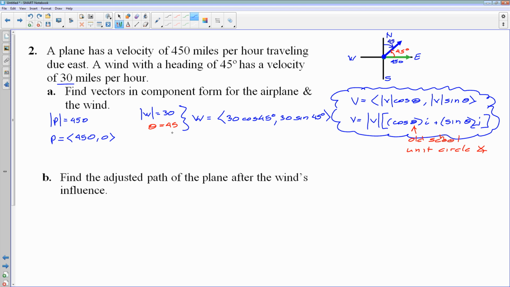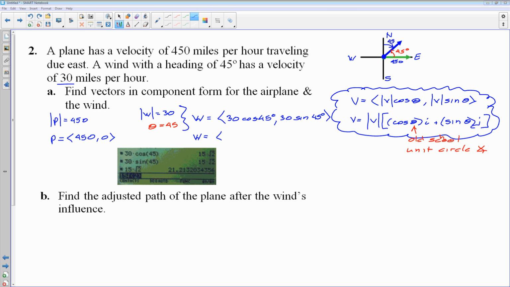Then I will simply throw those in the calculator and get the vector in nice numbers instead of having cosine and sine. So let me punch that in real quick. There you go. And when you punch it in the calculator, the TI-89 spits it out as 15 square root of 2 and 15 square root of 2. I actually am a fan of decimals for problems like this. So I'm going to write the wind, and I repunched this in to get a decimal. It's 21.213 for each component.